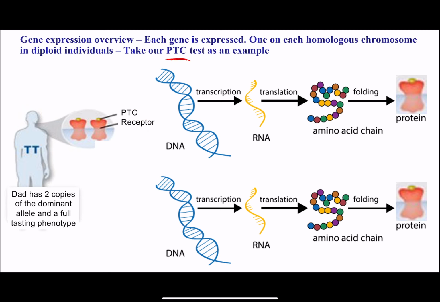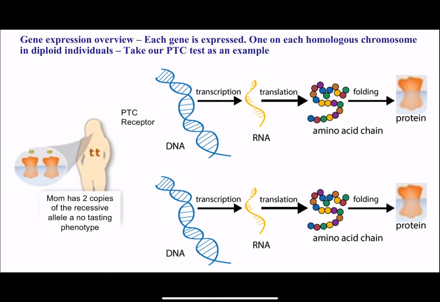Or if we bring it back around to PTC, using the same compound here, but let's imagine different people. So these are not Charles and Karen, these are just random people. Let's imagine a dad who is a homozygous dominant carrier for PTC, meaning that dad has one allele that codes for a protein that can taste PTC and another allele that codes for a protein that can taste PTC. Versus mom, who let's say is homozygous recessive, she's got one allele that codes for a protein that cannot taste PTC and another allele that codes for a protein that cannot taste PTC.